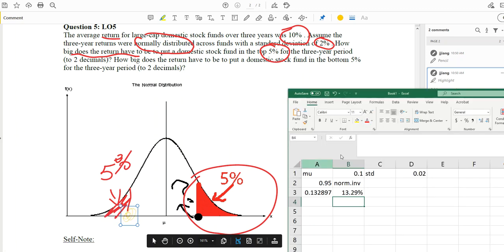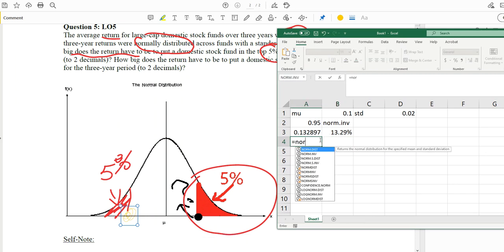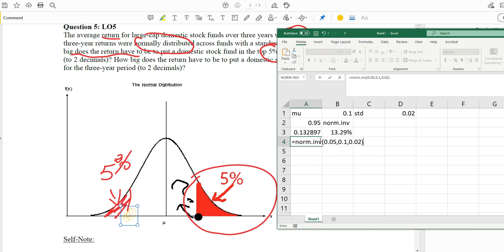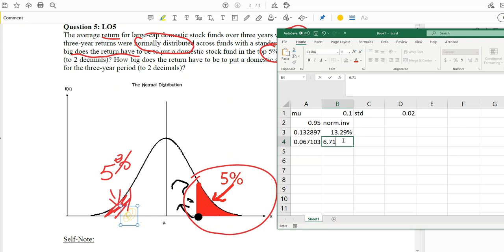We can just directly use the 5% and use the same formula. So equal to NORM.INV, parenthesis, 0.05. Remember, 5% is 0.05, not 0.5. I have seen so many students make this mistake before. So keep in mind, 5% is 0.05. Then the mean 0.1 and the standard deviation 0.02, close the parenthesis. So the return will be, if we keep 2 decimal places, 6.71%.